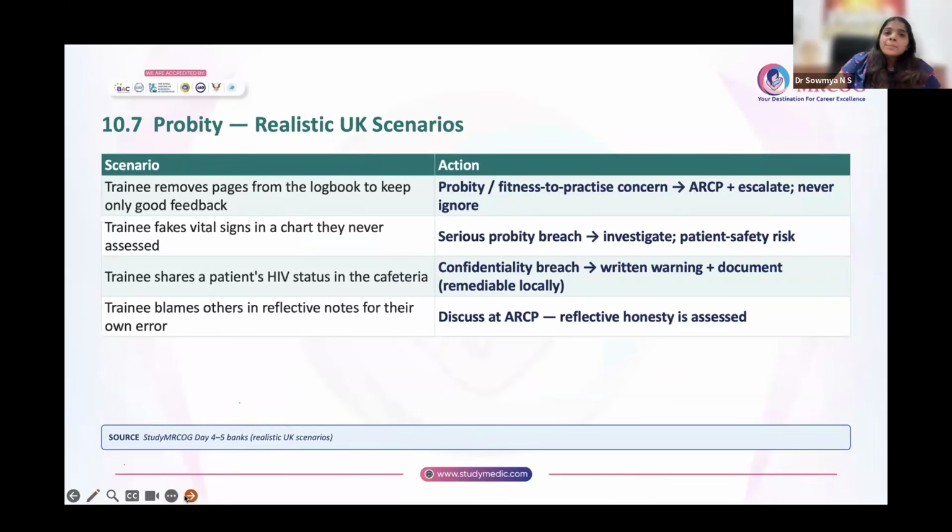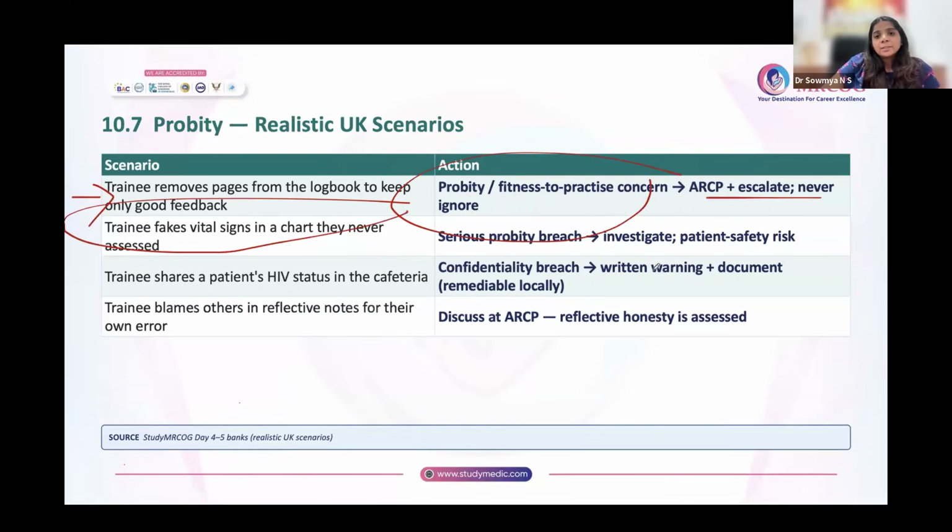Then some scenarios which you have always been asked questions. I think we have done a bit there, but I'll talk about it again because these are all for the recalls. Trainee removes pages from the logbook to keep only good feedback. Fitness to practice, ARCP, because you can't give, honesty is at stake. Trainee fakes vital signs in a chart they never assisted. This is a serious probe.